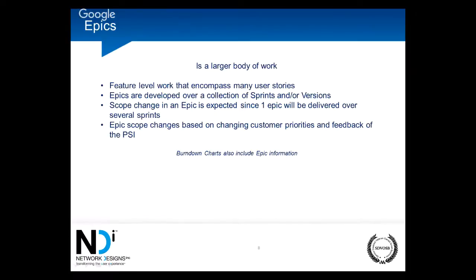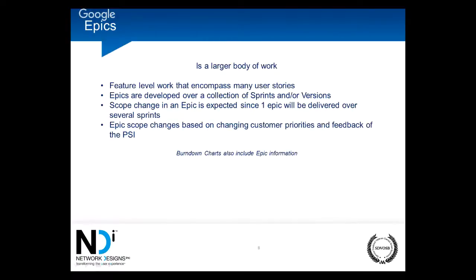So your epics are developed over collections of sprints and versions. We'll talk about versions in a second. You cannot necessarily do all of one epic in a sprint. Now you could have a small epic, very small, in which case it could be covered over one sprint with no problem. Typically, however, your epics span several sprints. Your scope change in an epic is absolutely expected. Because it spans several sprints, your scope change happens at the beginning of every sprint.